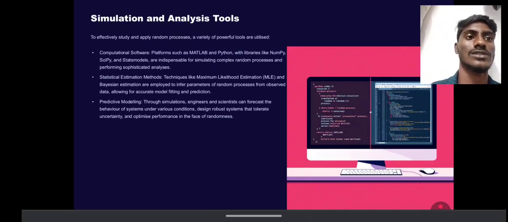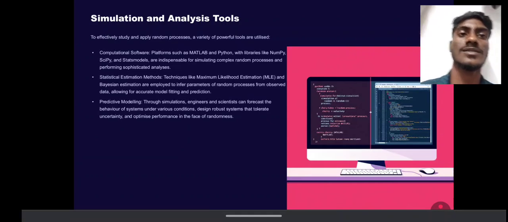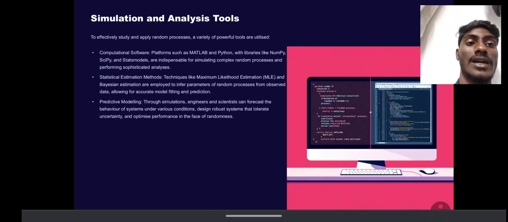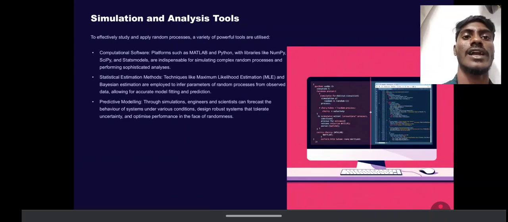A variety of powerful tools are utilized in modeling. Techniques like maximum likelihood estimation are applied to infer parameters of the random process from observed data, allowing model fitting and prediction. The simulation and analysis tools cover three types: computation, statistical estimation methods such as MLE, and predictive modeling, through which engineers and scientists can forecast the behavior of the system under various conditions.